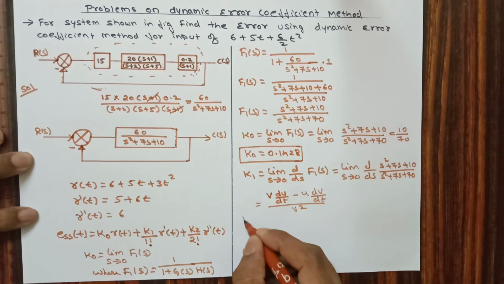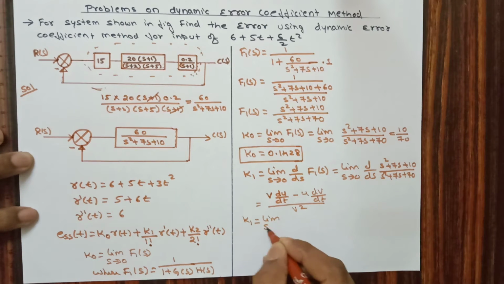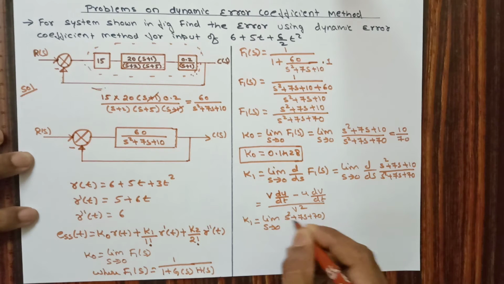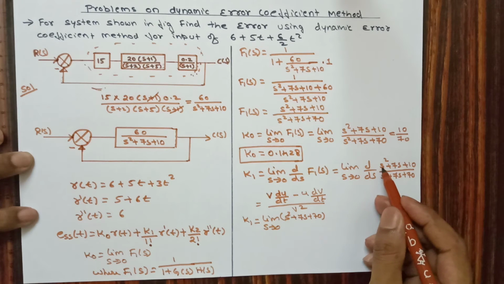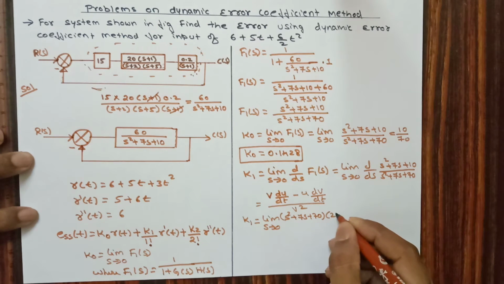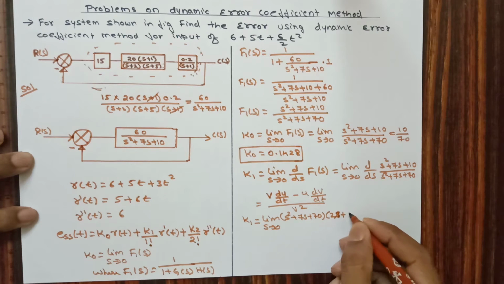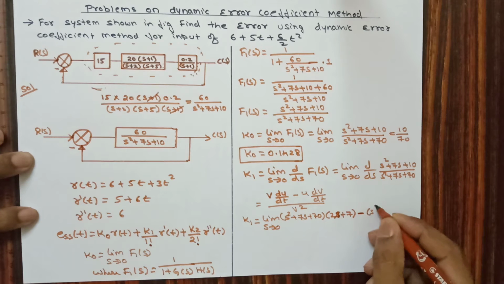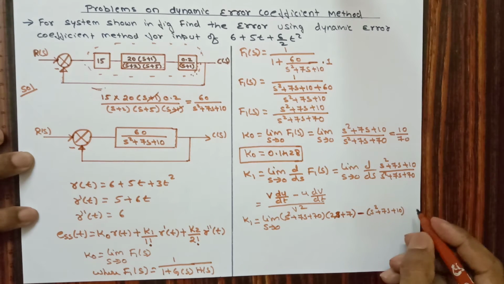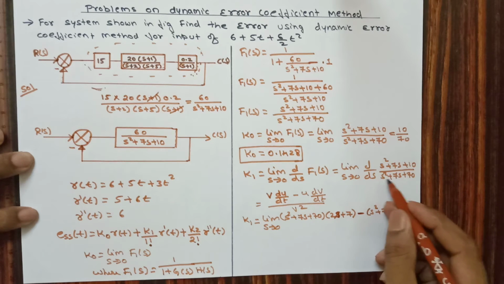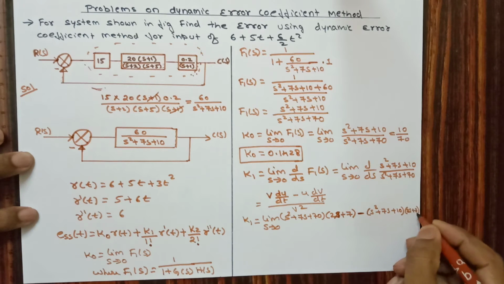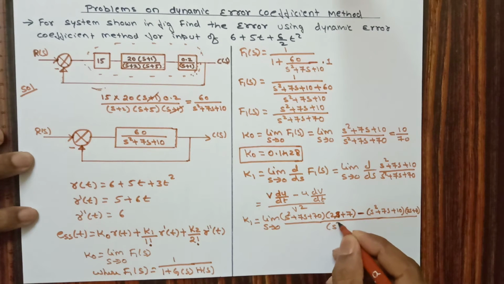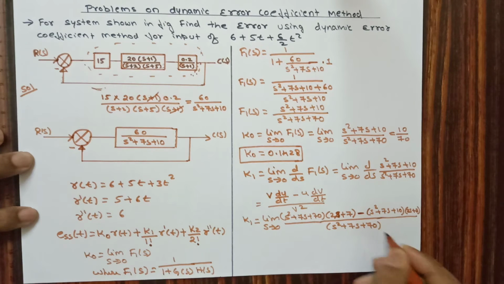By considering that, we'll get k1 is equivalent to limit s tends to 0, v constant, s square plus 7s plus 70, into differentiation of u, 2s plus 7, minus u constant, s square plus 7s plus 10, differentiate v, and in this we'll get 2s plus 7, whole divided by v square, s square plus 7s plus 70.